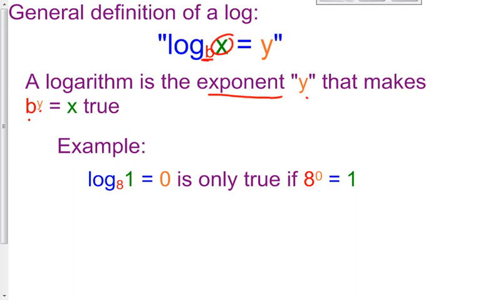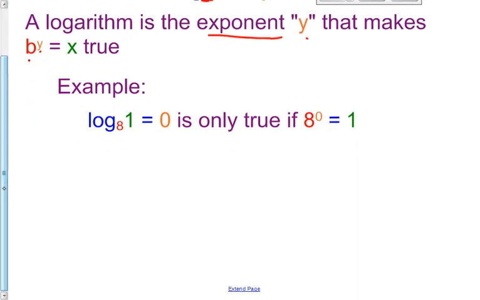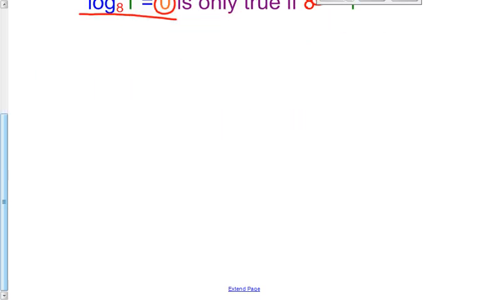This might sound like a bunch of gibberish to you right now. This is an example. We're going to do several more here. Log base 8 of 1 equals 0 is true if the base raised to the number on the right side, which is 0, equals 1. So now that you're completely confused, let's just do some example problems.